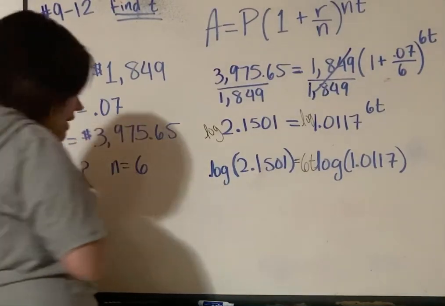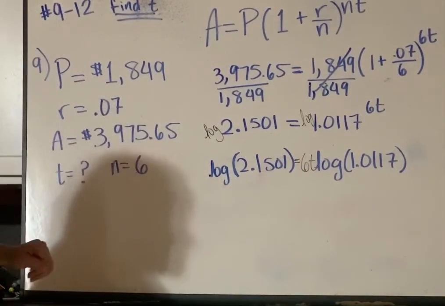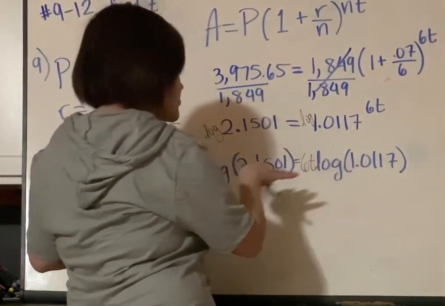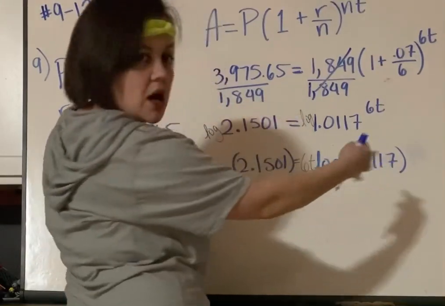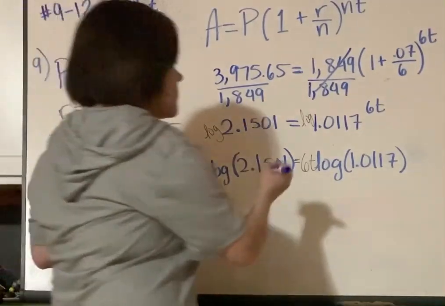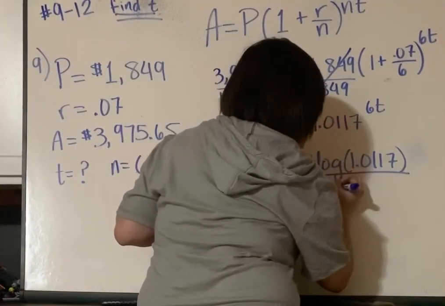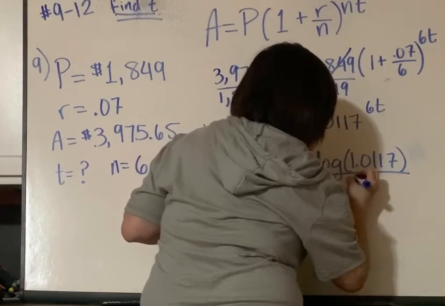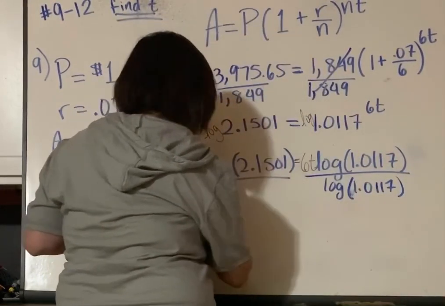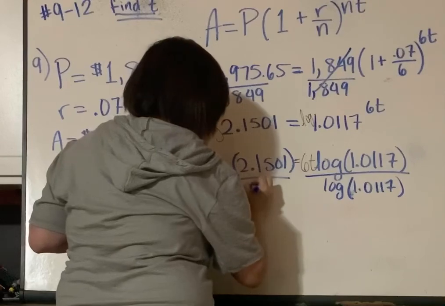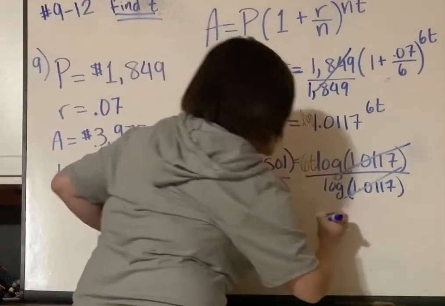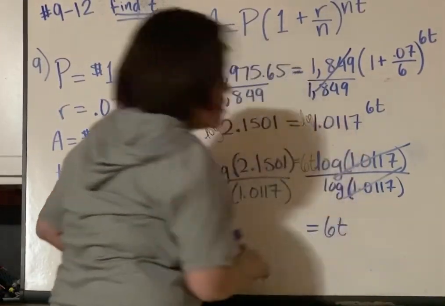Now I can treat this as an equation. It looks kind of weird, but if I just divide both sides by that log of 1.0117, it'll cancel and it'll be a number and things will start looking better. Now that I did that, those are gone, they're canceled, and now I have a 6t on this side, so it's starting to work out.